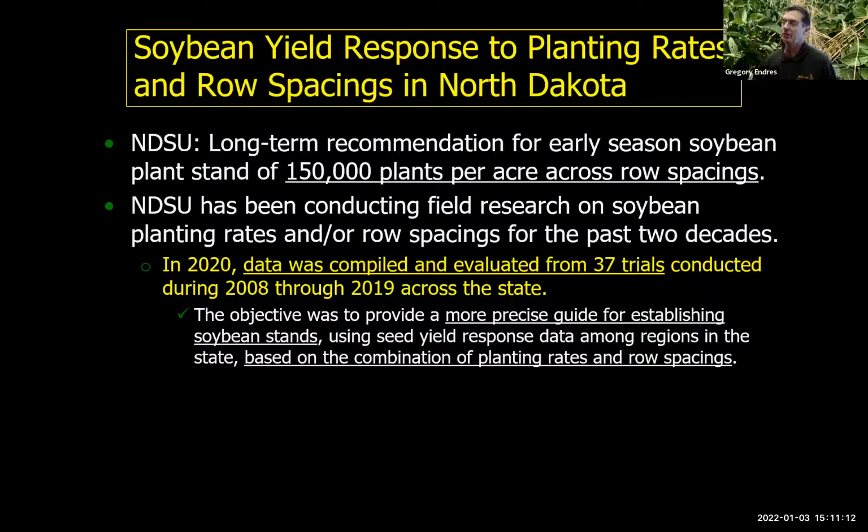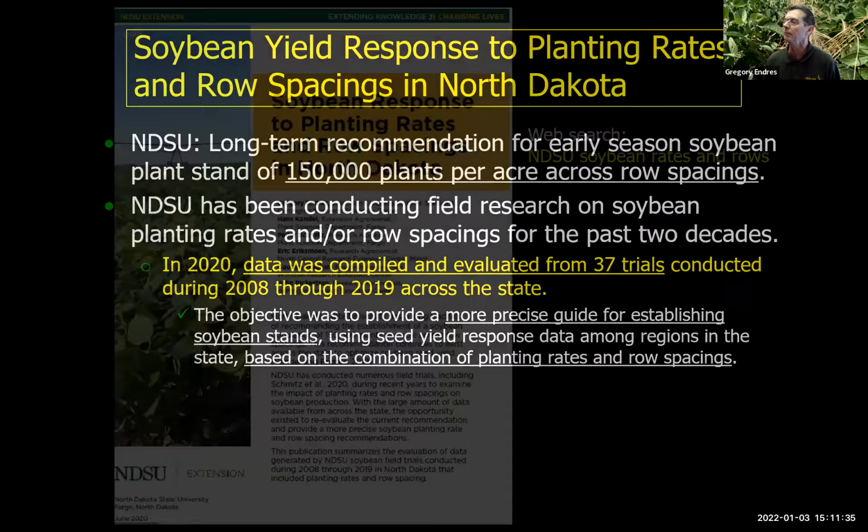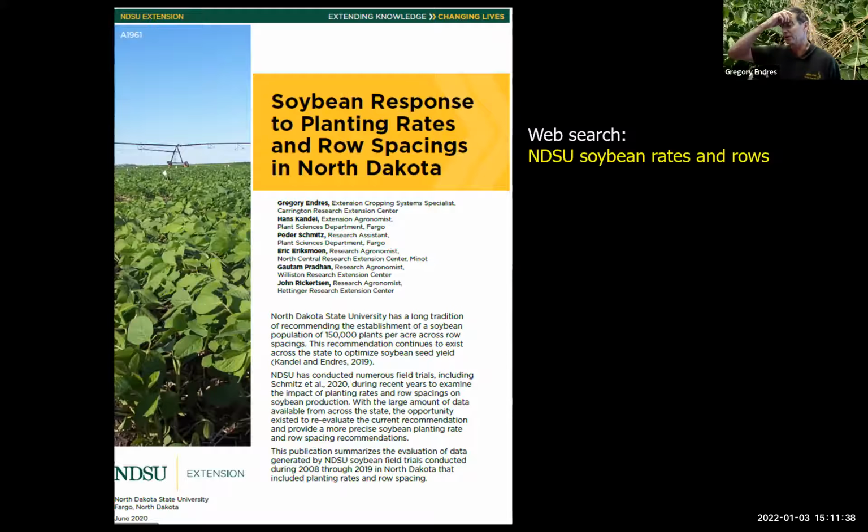We did this work, the data evaluation, and writing up the results in 2020. I want to give you a very brief summary or overview of what we discovered compiling the data. This is data from 37 trials conducted across the state during the period of 2008 through 2019. Here are the results of our work. We have an Extension Circular, and that's available to you electronically or in hard copy. If you look for the electronic copy, simply search the web for the keywords NDSU soybean rates and rows.